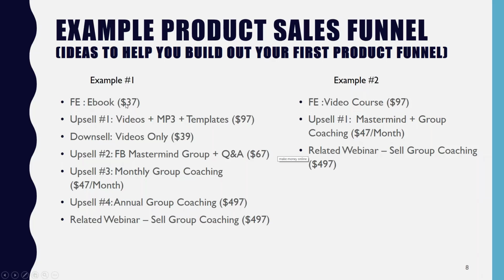So again, you could offer an ebook, and then the video version of that ebook with the MP3 and the templates could also be included. Then you offer some videos. Then you could upsell to a mastermind group and Q&A, a monthly group coaching, and just really keep adding value to people. Example number 2, you could do a video group, mastermind plus group coaching, and then you could offer group coaching on an annual basis as well. So these are just some ideas of things you can add to a perfect sales funnel.